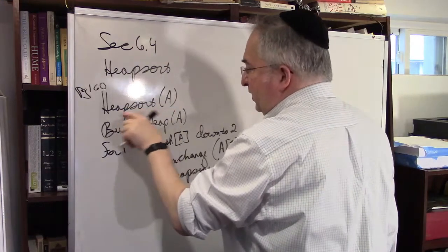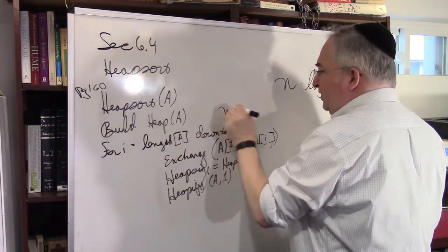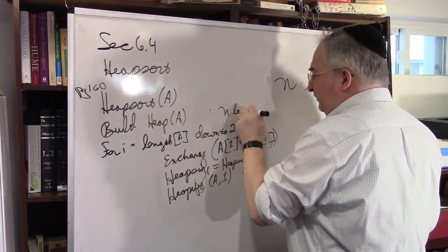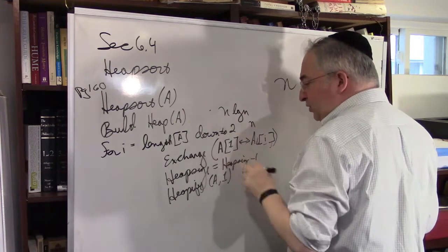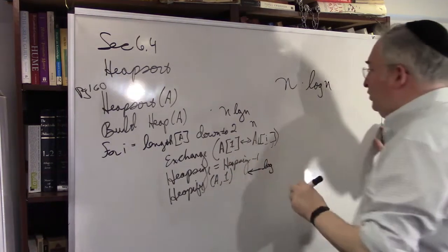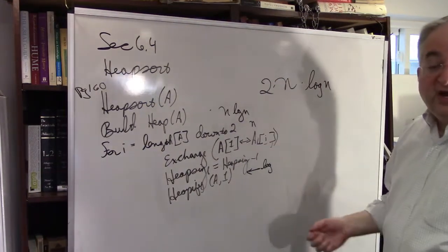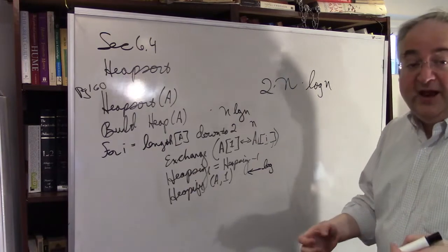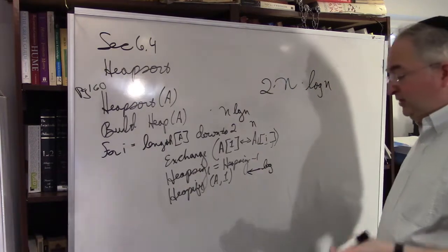This is the Heapsort algorithm. Build heap, that's n log n. Then you do this loop n times. Each time in the loop, the only thing you're doing is log of n. So you get basically twice n log n: n log n to make the heap, and n log n to pull things off. So that's that.